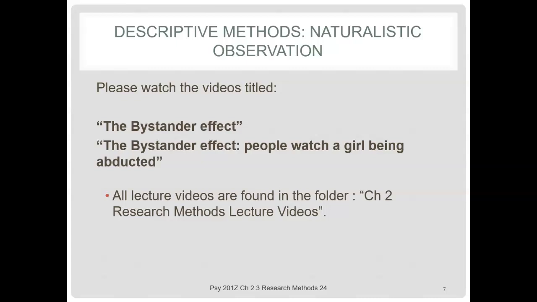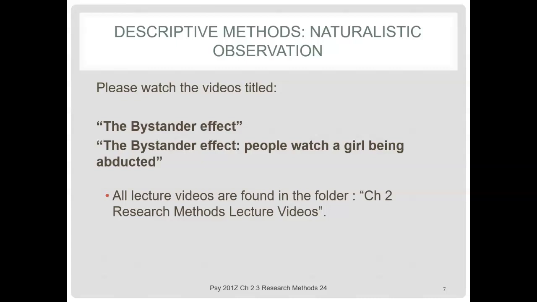So in the first video, you've got the 3 different subjects pretending to be ill, laying on the concrete on the stairs, and they're looking at who gets help and who doesn't get help. How long does it take for that person to get help?